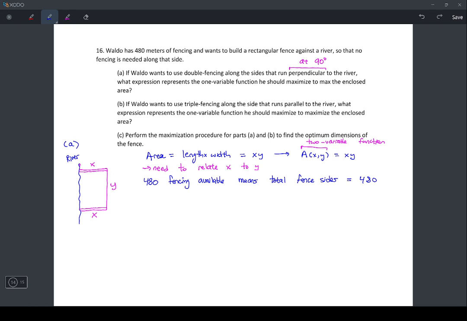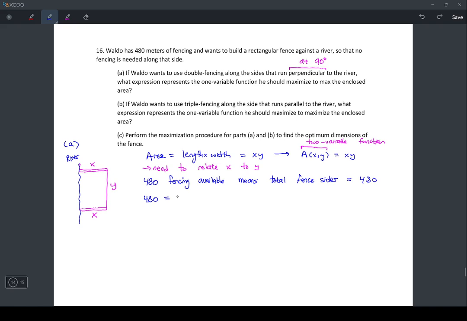Built into that statement is the idea that if we want to maximize the area enclosed, we want to use all of the fencing. We don't want to use 470 meters and just leave a pile of 10 meters of fencing off somewhere. That's not going to give us the max. We're going to maximize by using all of our resources. So we're going to have 480 equals the sum of all the segments of fencing.